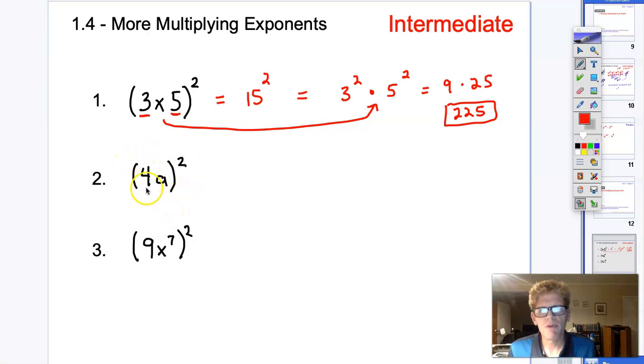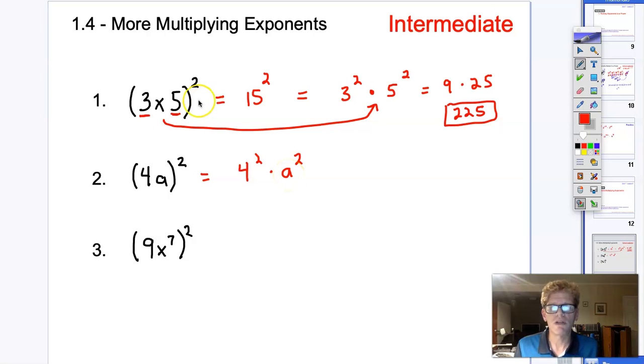In this case, we've got 4a to the second power. Now this time, it's not as easy as simply multiplying these together because it doesn't give me a number. It gives me a coefficient and a variable. So what I've got to do is follow the rule that I used here. I can raise both of these factors to the second power and then multiply them by each other. So what I wind up with is 4 to the second power times a to the second power.